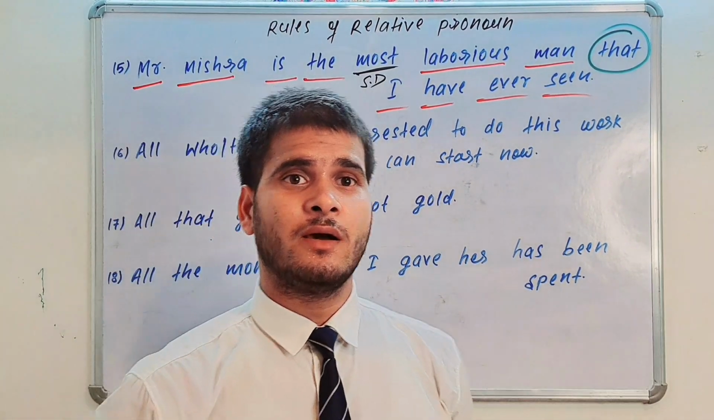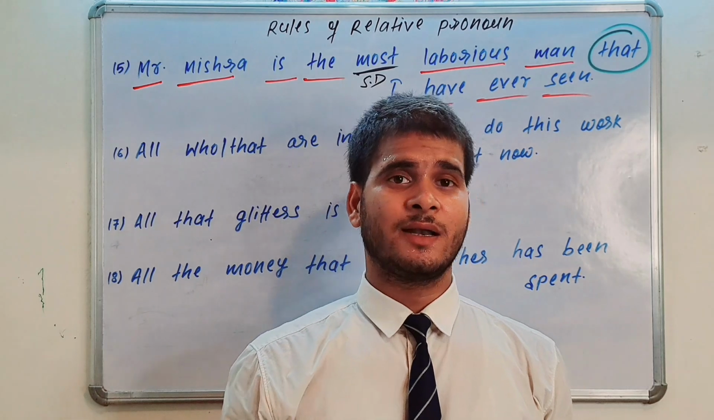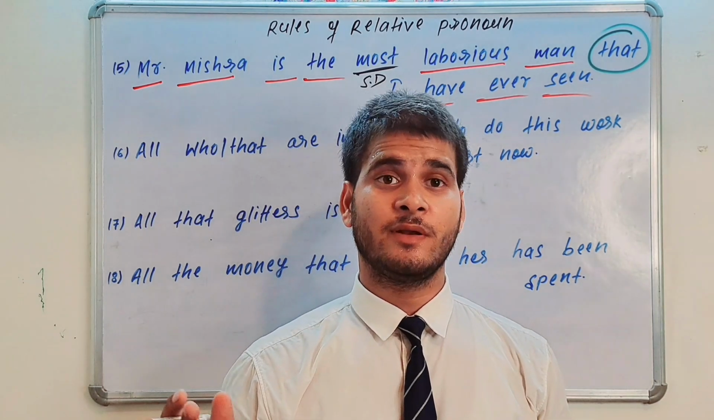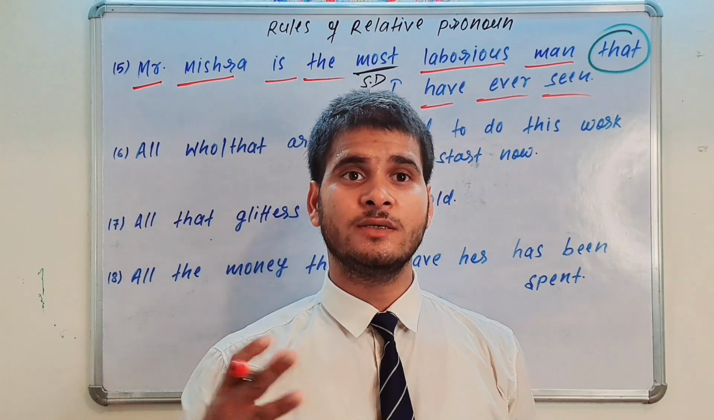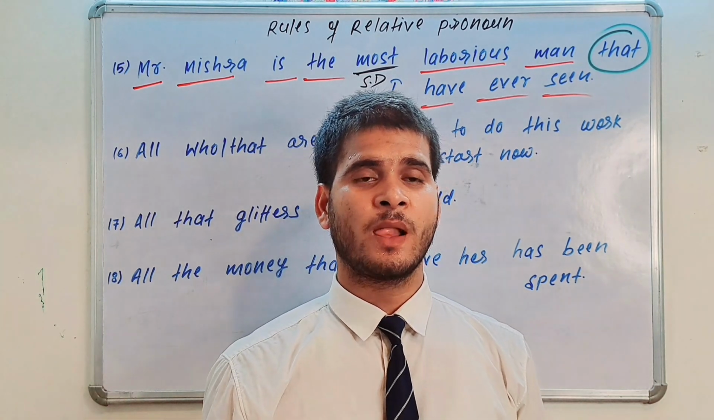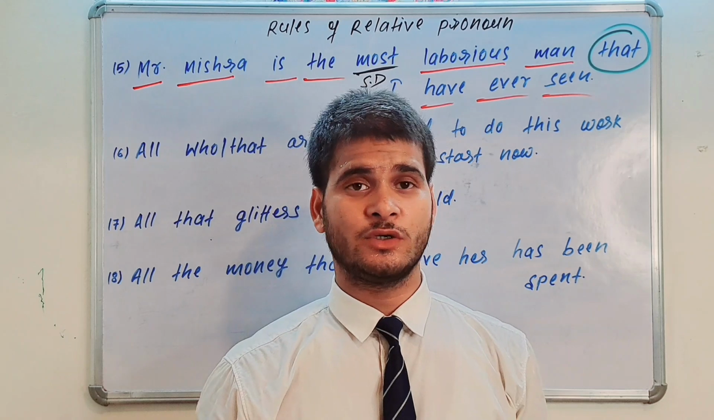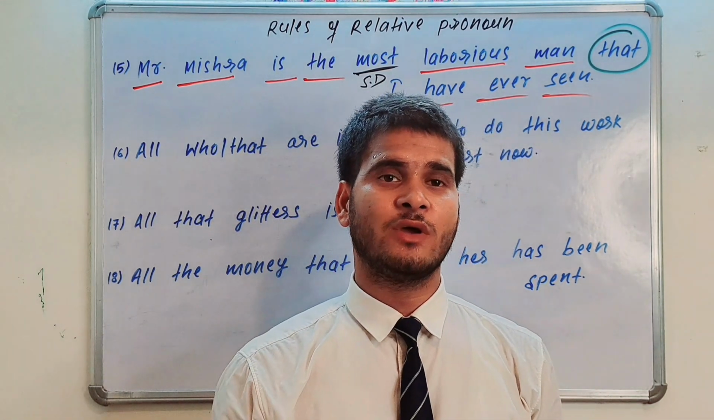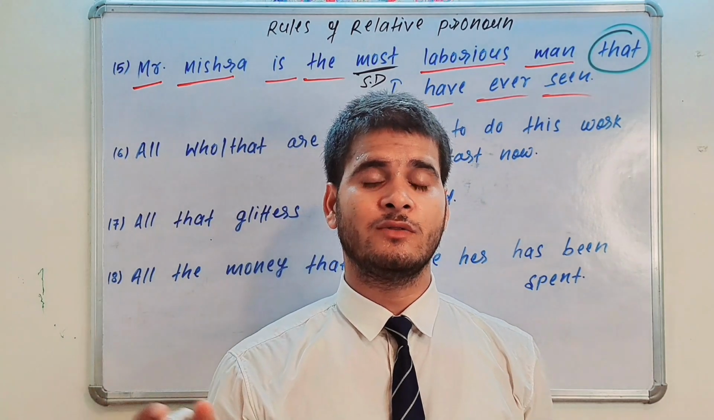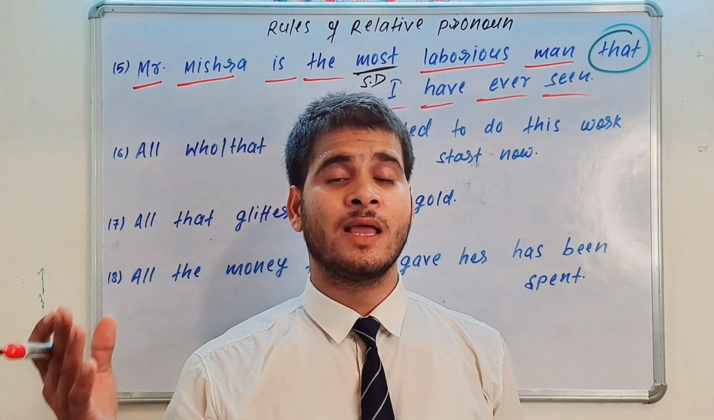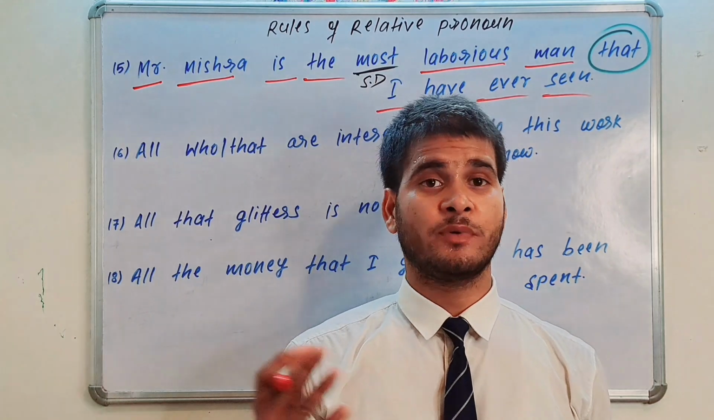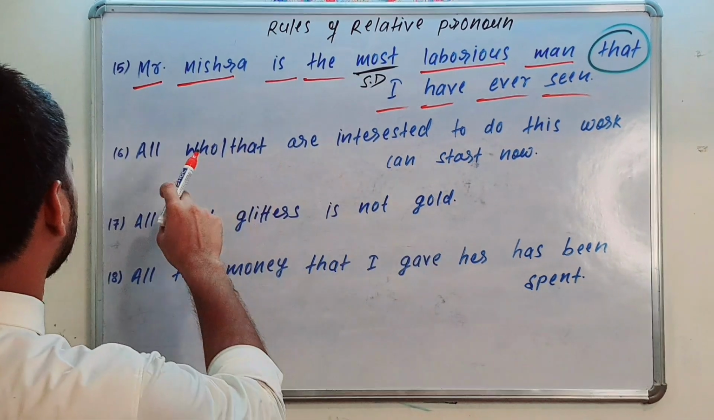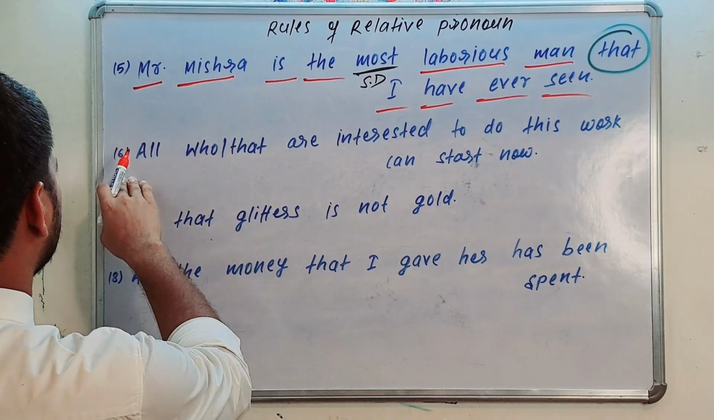The relative pronoun that is used after the superlative degree. Keep in mind, don't use other relative pronouns like who, which, where, when and why. If the superlative degree is used, then after that you have to use the relative pronoun that only. Only the relative pronoun that can be used after the superlative degree. Keep in mind. And now let's come to the fifth rule from the sixth example.